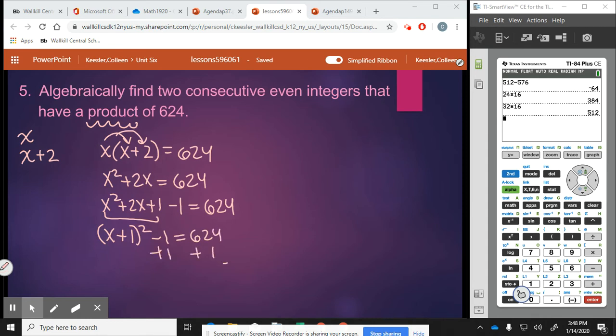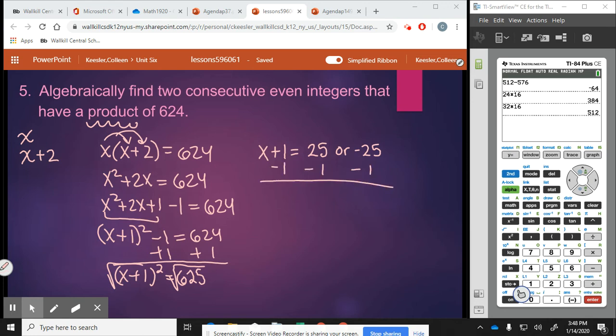Adding 1, we get x plus 1 all squared equals 625. Taking the square root, we get x plus 1 equals plus or minus 25. The square root of 625 is 25. I actually prefer to write this as 25 and negative 25. I think it looks better that way. So it's 25 or negative 25. Subtract 1, and we get 24 or negative 26.